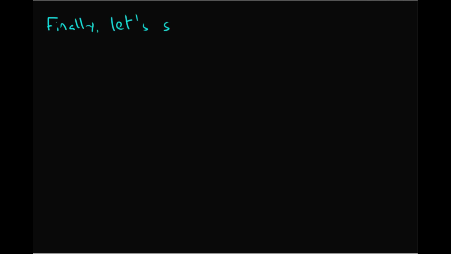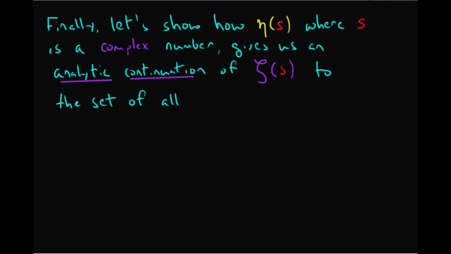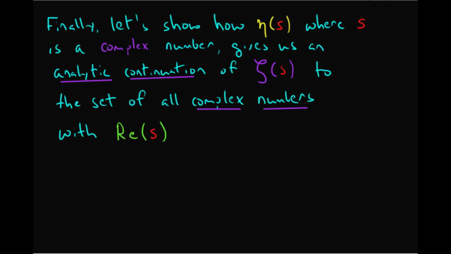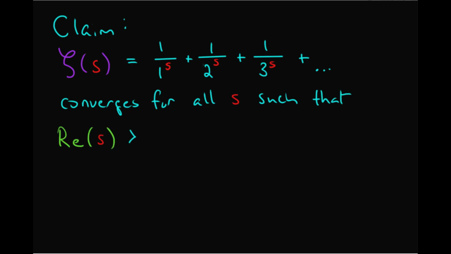And now finally, I'd like to show how the eta function eta of s, where s is a complex number, gives us an analytic continuation of the zeta function to the set of all complex numbers with real part greater than 0. Well, to do that, I want to start by establishing the following claim, which is that the zeta function, as it was originally defined, zeta of s equals 1 over 1 to the s, plus 1 over 2 to the s, plus 1 over 3 to the s, plus dot dot dot, where s is of course a complex number, converges for all s such that the real part of s is greater than 1. Now, why is that the case?